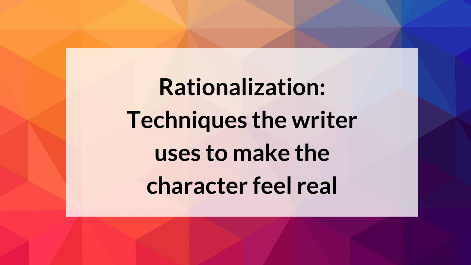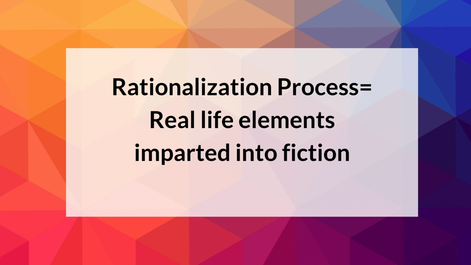Now, once you've established the dominant dynamic of the character, the ability to care, then begins the process of what Swain calls rationalization. Now, rationalization is what the writer does to make the character feel real. And it's a process of taking things that the writer sees in real life and imparting those elements into the character to make them feel real.